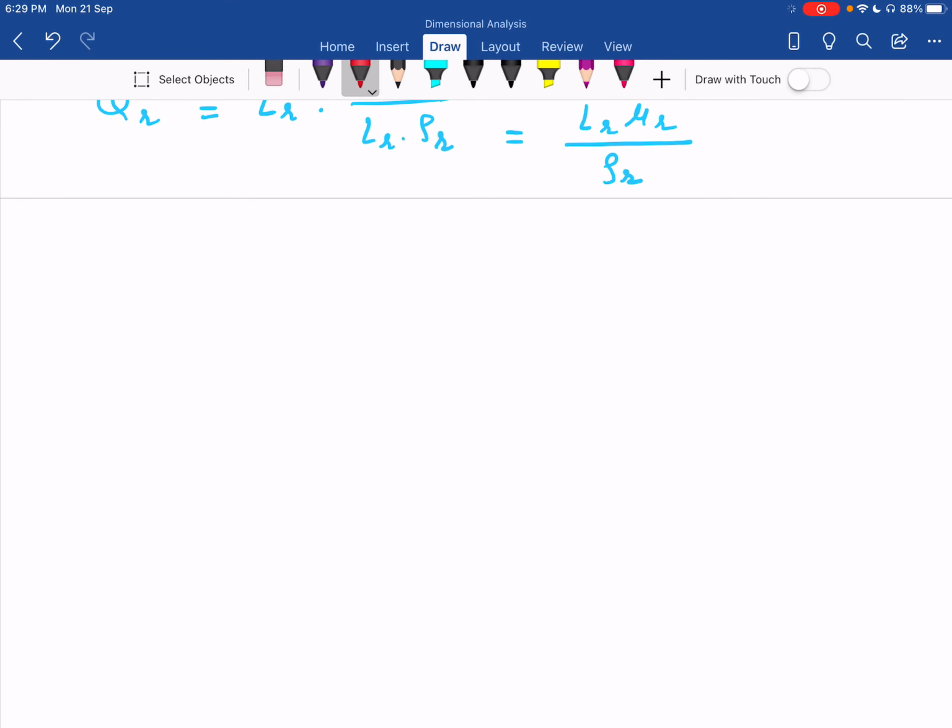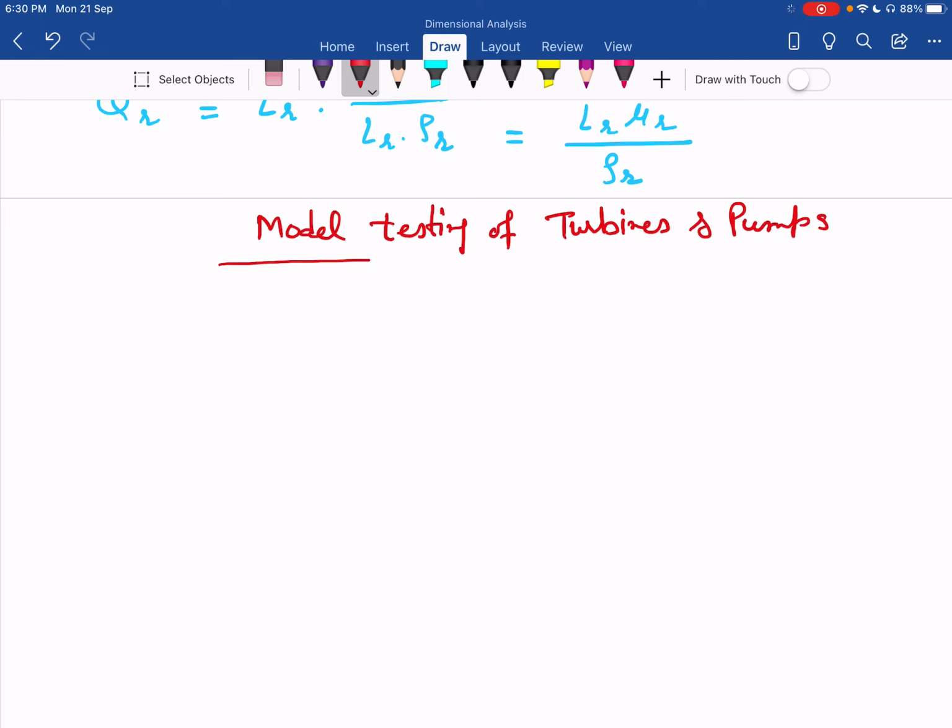So the last topic in dimensional analysis is model testing of turbines and pumps. As with any other machines, it is essential from the point of economy of cost and labor to know the performance of a turbine or a pump before it is actually manufactured.